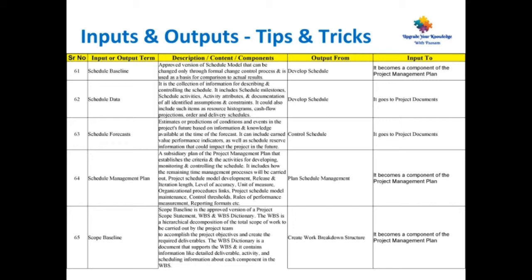This is the output from plan schedule management and it becomes a component of the project management plan. Point number 65, scope baseline. Scope baseline is the approved version of the project scope statement, work breakdown structure and WBS dictionary. The WBS is a hierarchical decomposition of the total scope of work to be carried out by the project team to accomplish the project objectives and create the required deliverables.